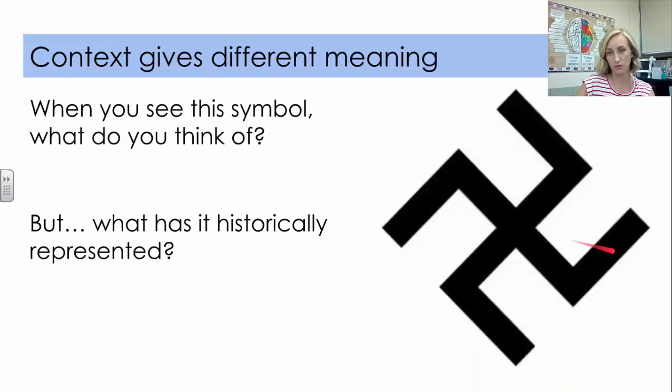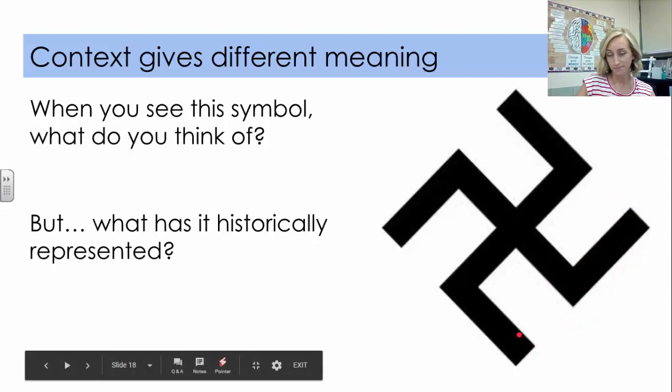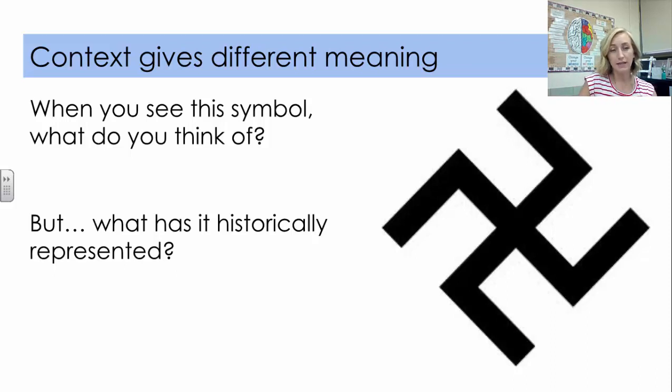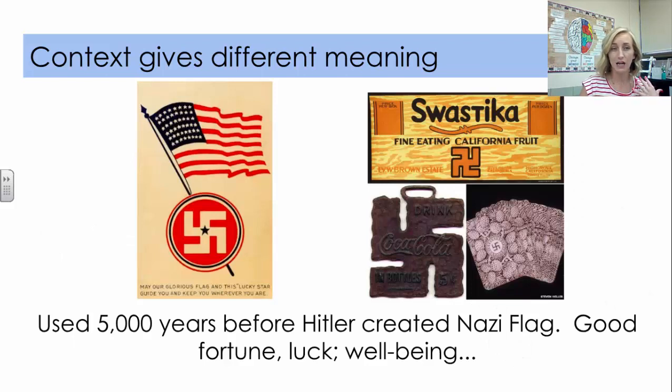So when you see this symbol over here, what do you think of? We all probably think of the same thing, and that's Nazism, right? And that very dark and negative time period in history. But what has it historically represented? If we look back, context gives different meaning. So it was used 5,000 years before Hitler created the Nazi flag. And it stood for good fortune and luck and well-being. Very different than what, in modern time, we think of when we see the swastika.